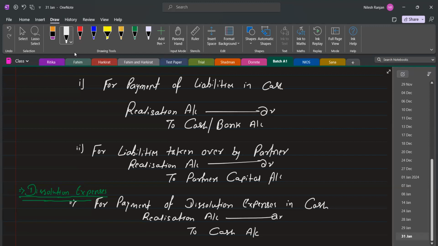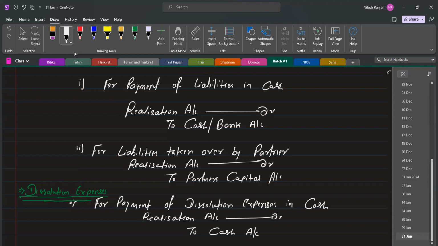Like if we have to take our assets to the market or to the buyer, then we have to pay freight, any legal formalities related with these sales. So these types of expenses are called dissolution expenses. Okay. So for payment of dissolution expenses in cash, we have to write this entry. It is the same as the payment of liabilities, realization account debit to cash. So everything is the same in both of the entries.